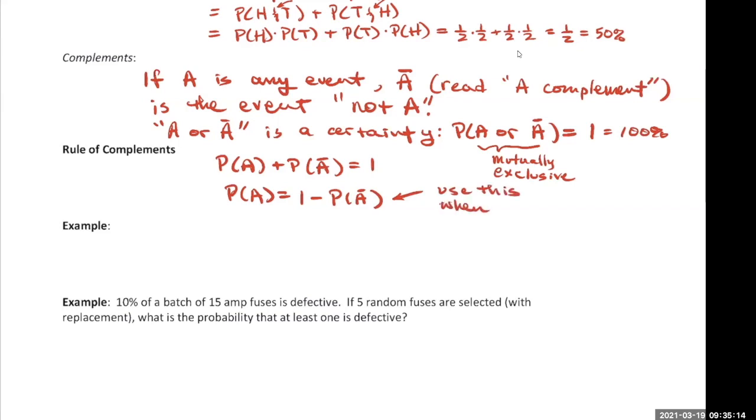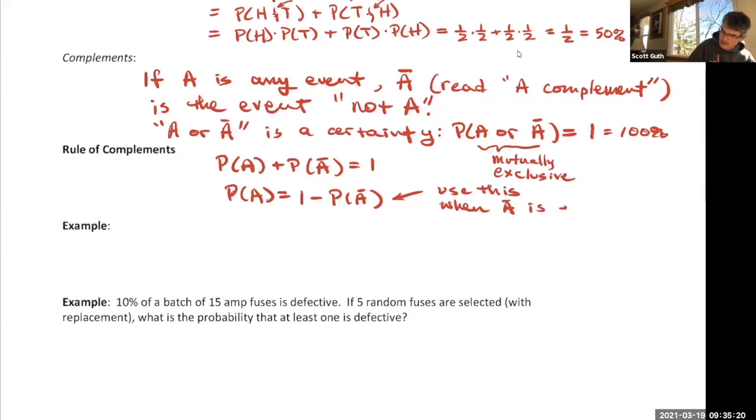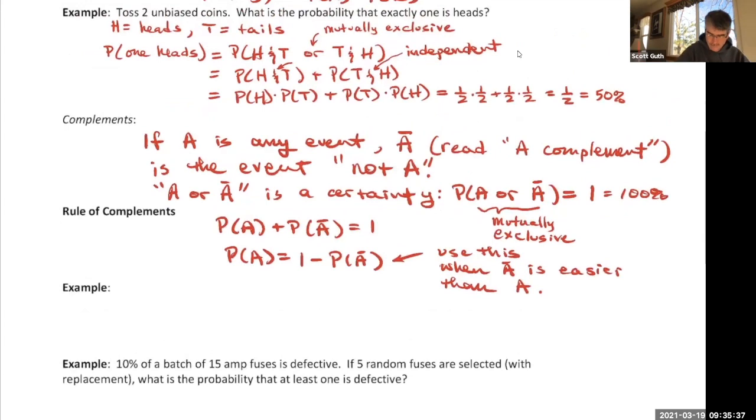And I'll just say that you normally use this when A complement is easier than A. You'll see, in this problem we did up above, the probability of getting one head when you toss two coins is actually sort of complicated. There were two different ways to do it, and I had to really break it down. The complement of that was also complicated, so it wasn't worth using the rule of complements, but sometimes the complement is pretty easy.